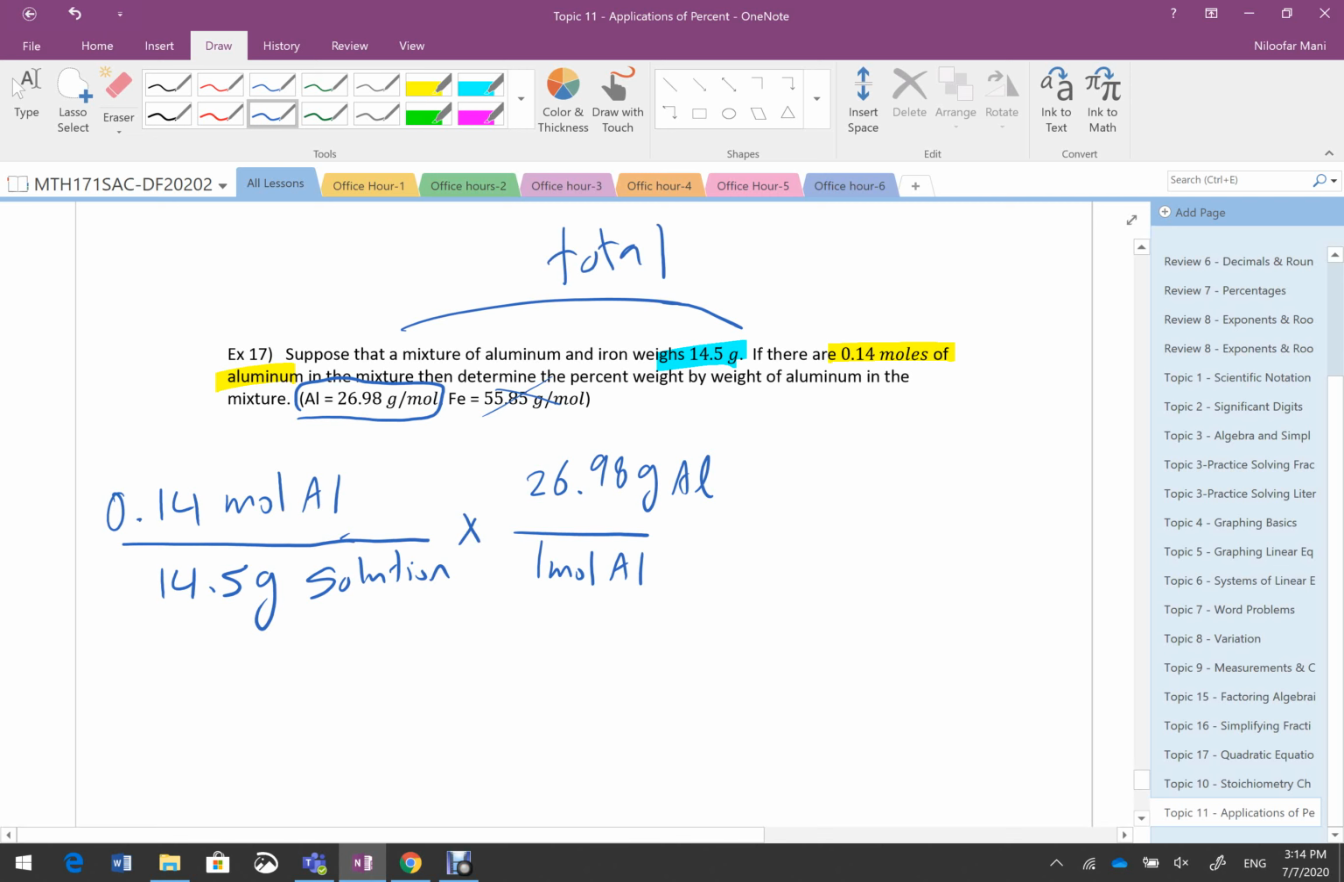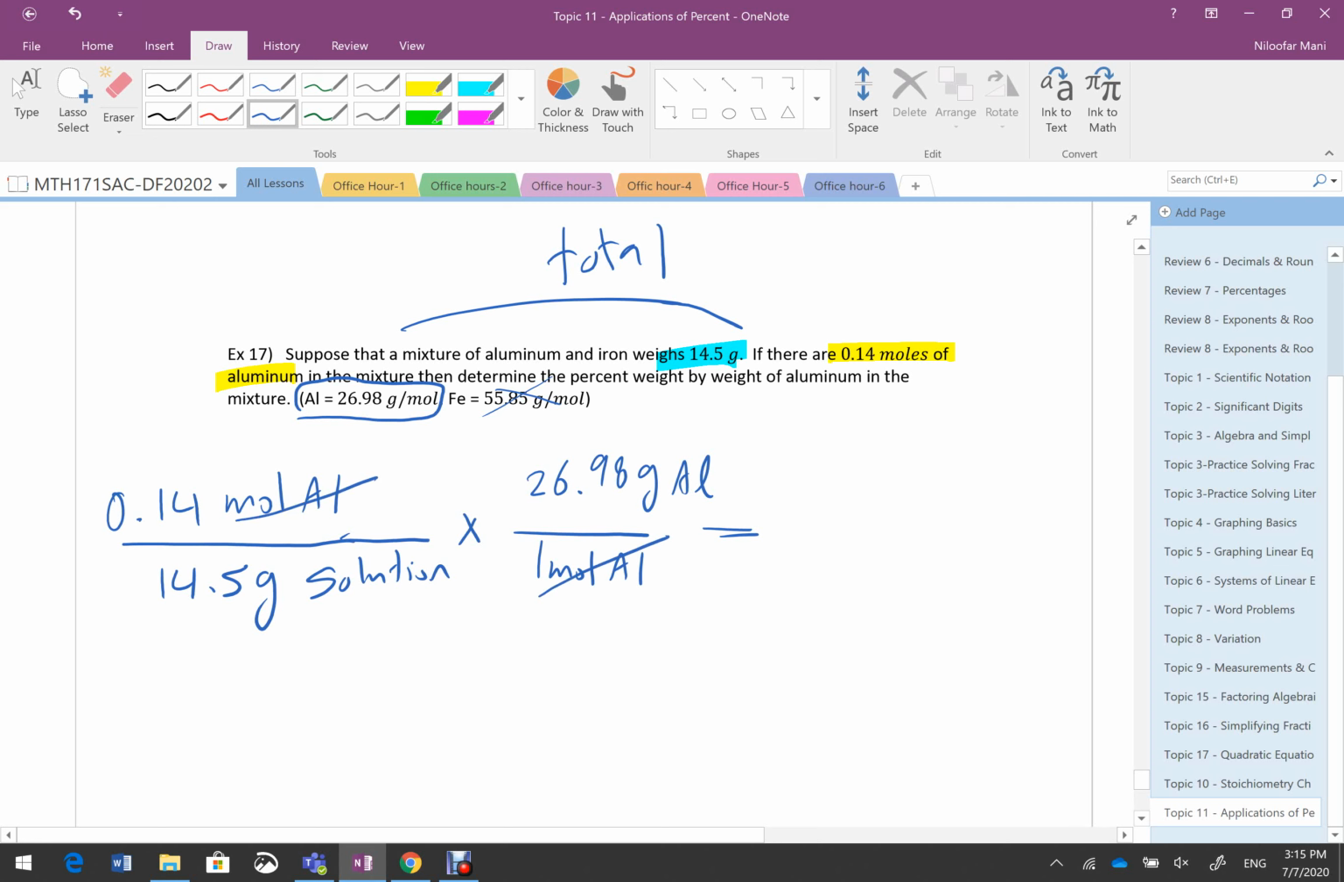Percentage W by W is percent part over total. Both of them should be weight. One of them is weight, total, so perfect. I just need to cancel the part mole and bring gram of part. So mole is up, I want to cancel, I write mole down. And I need to use molar mass, I am using it. And I am done. Okay, so mole of this and mole of this cancel.